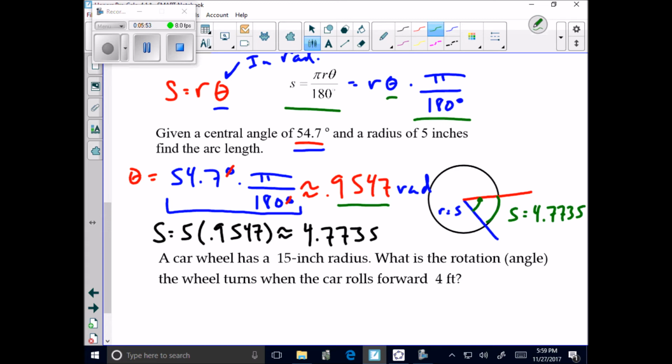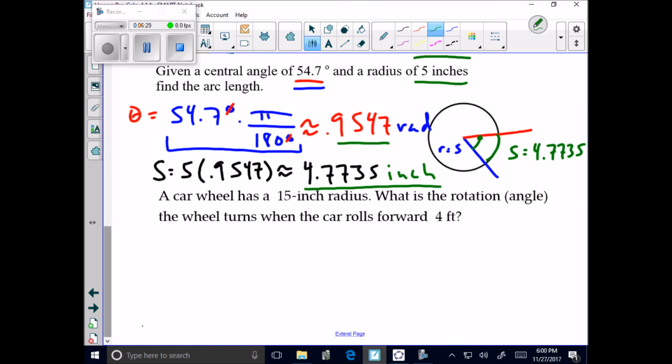And so right here, when we plug into our formula for arc length, where our angle is in radians, we'd say we've got a radius of 5 times our 0.9547 radians, giving us an arc length of 4.7735 inches. And right here, that should make sense again because our rotation of radians is telling us that we have a little bit less than a length of the radius that we've traveled along the perimeter of the circle.